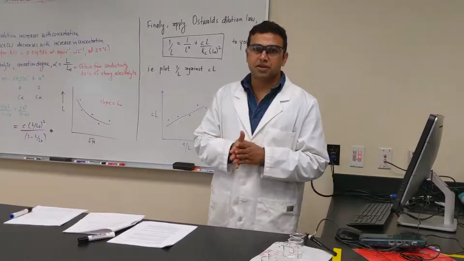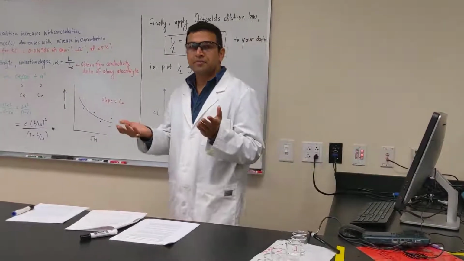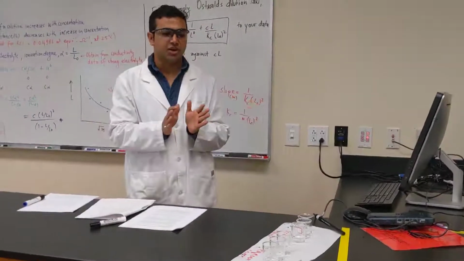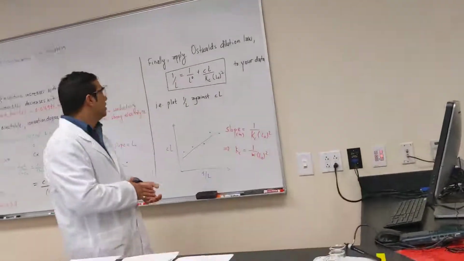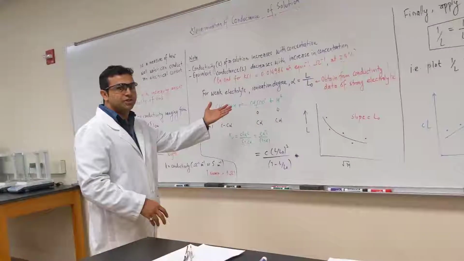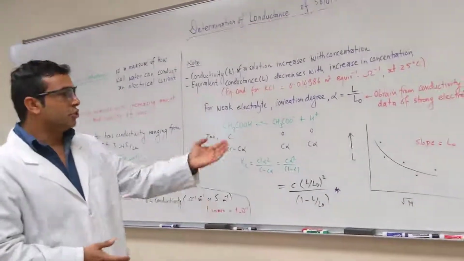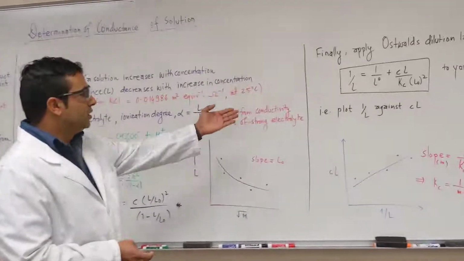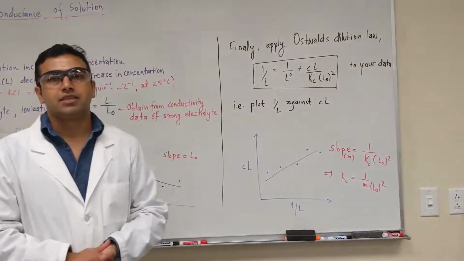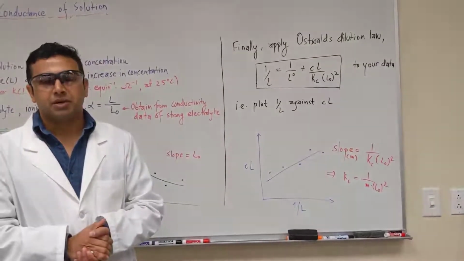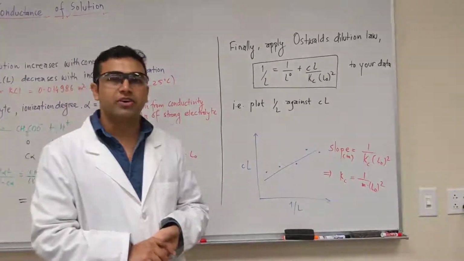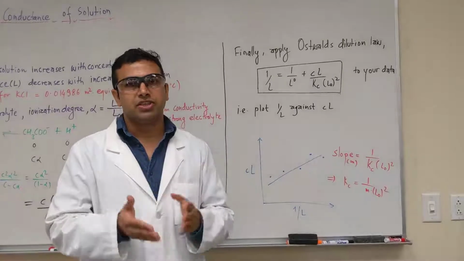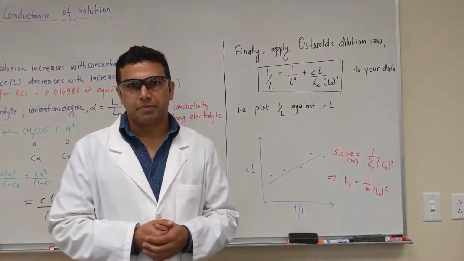Once you have the specific conductance and you have the concentrations of the solutions, you are done, okay? You simply put your values here, and you can get the required alpha, which is your ionization degree, and the value of Kc. That's the ultimate aim of our experiment. I'll send you the raw data today, and then you can use the raw data and write a report for me. Thank you.